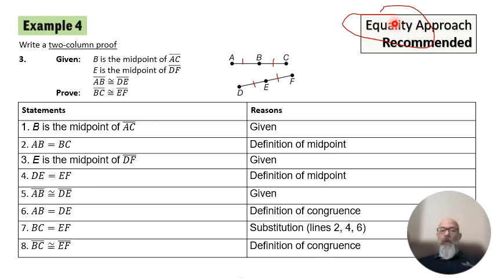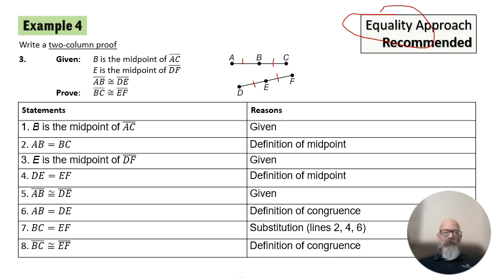But hey, we're taking an equality approach, right? So we don't want to be in this ancient language. We've got to convert to modern parlance. AB equals DE. What's the Rosetta Stone that allows us to do that? Definition of congruence. Do you see that? Great. Now, using an equality approach, good news, you get to use substitution.